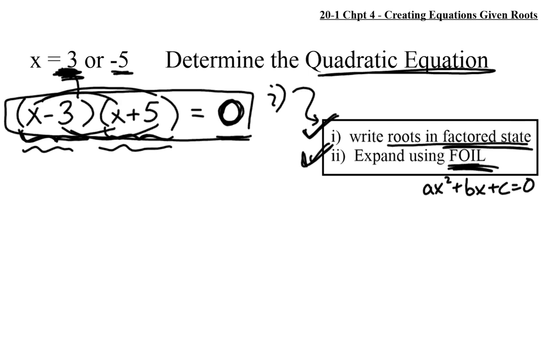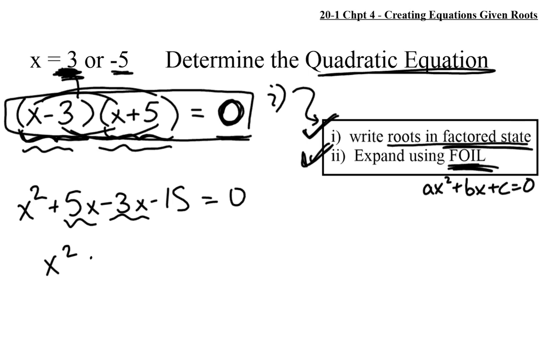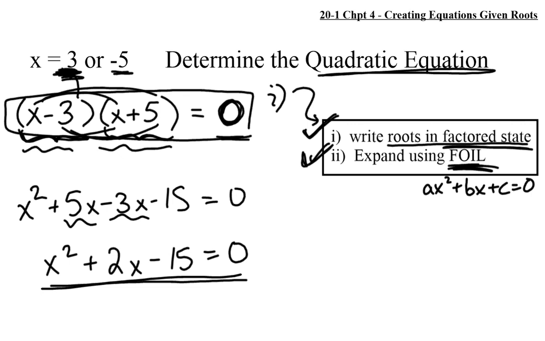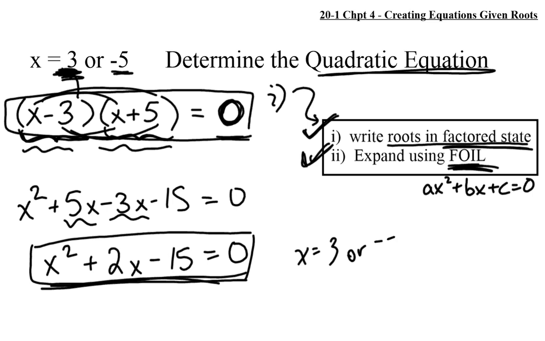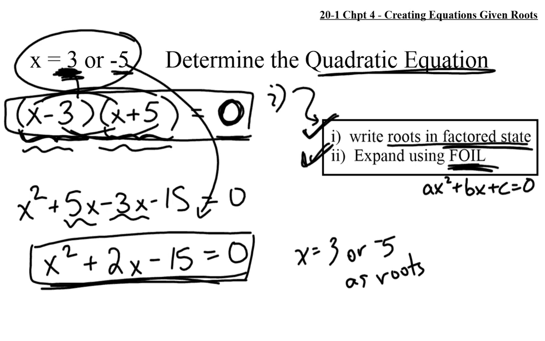And that will give us X squared plus 5X minus 3X minus 15 equal to 0. Combine our two like terms. X squared plus 2X minus 15 equals 0. There's the quadratic equation that has X equal to 3 or -5 as roots. So that's what we're looking at doing. Taking the roots, creating the equation.